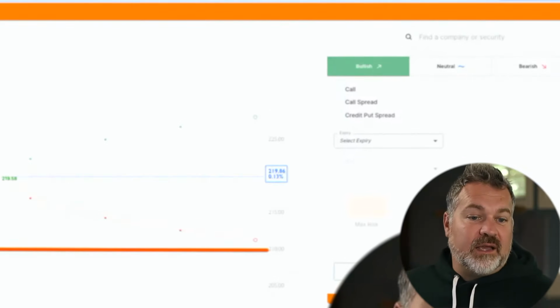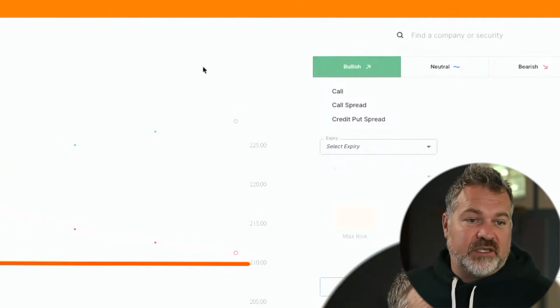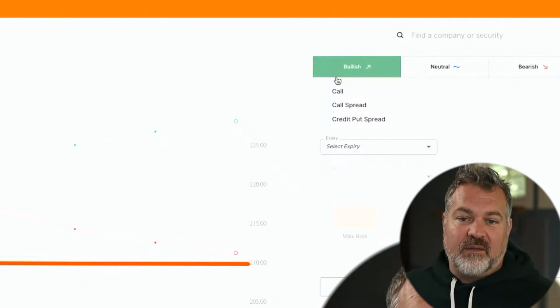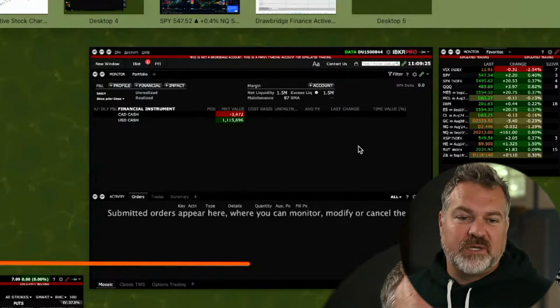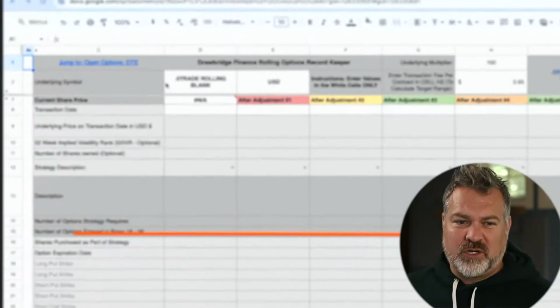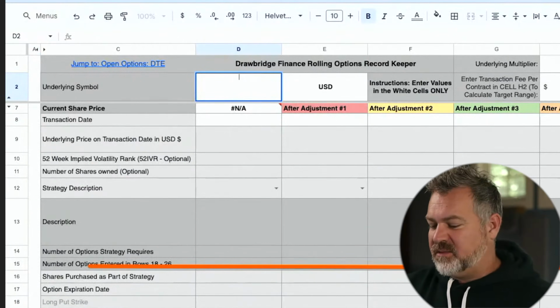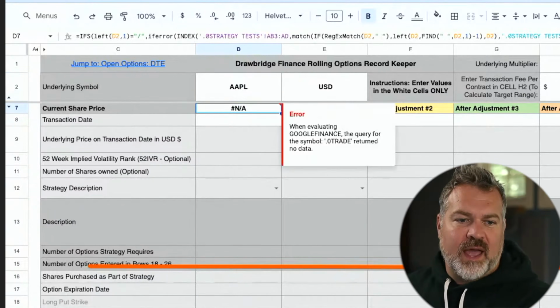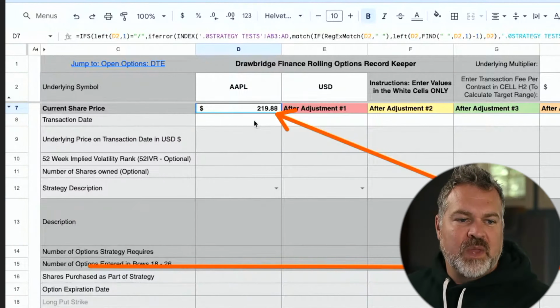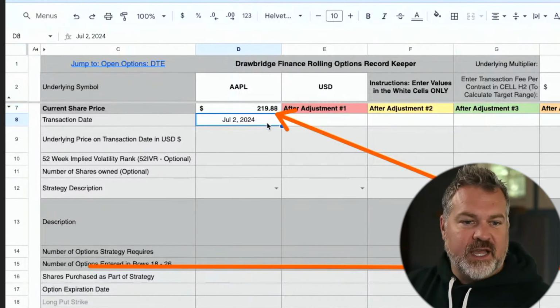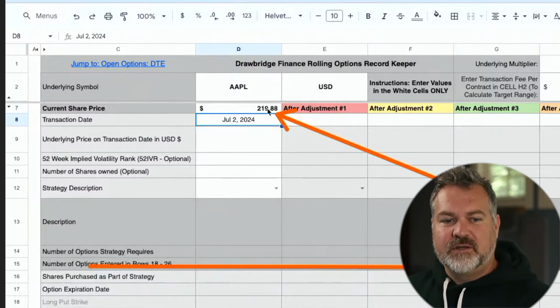If I want to take a very basic strategy, this is Options AI. You can just look at bullish strategies. A credit put spread might be something that you might consider. My rolling options record keeper gives us way more choices than that. So first of all, what I would do is I would just type in Apple, put it in all caps. What that's going to do is it's automatically going to pull the share price. Then I'm going to put in my transaction date today, and it just fills down the column.